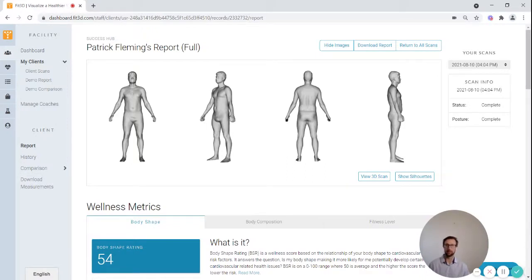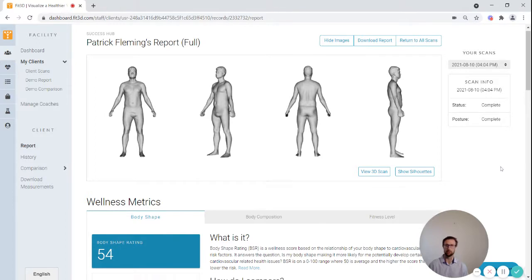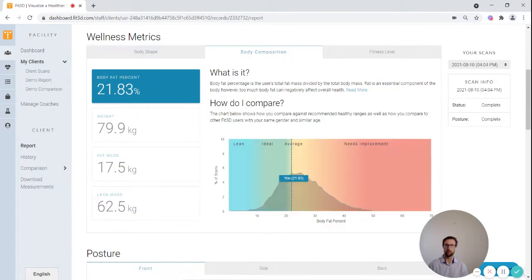Today we're going to take a look at the Fit3d body fat percentage, how it was created, and what the best ways are to track client progress over the lifetime of the client. So I'll go into the body fat percentage feature on the report in front of us on the screen. Now, Fit3d's body fat percentage is based on an algorithm.